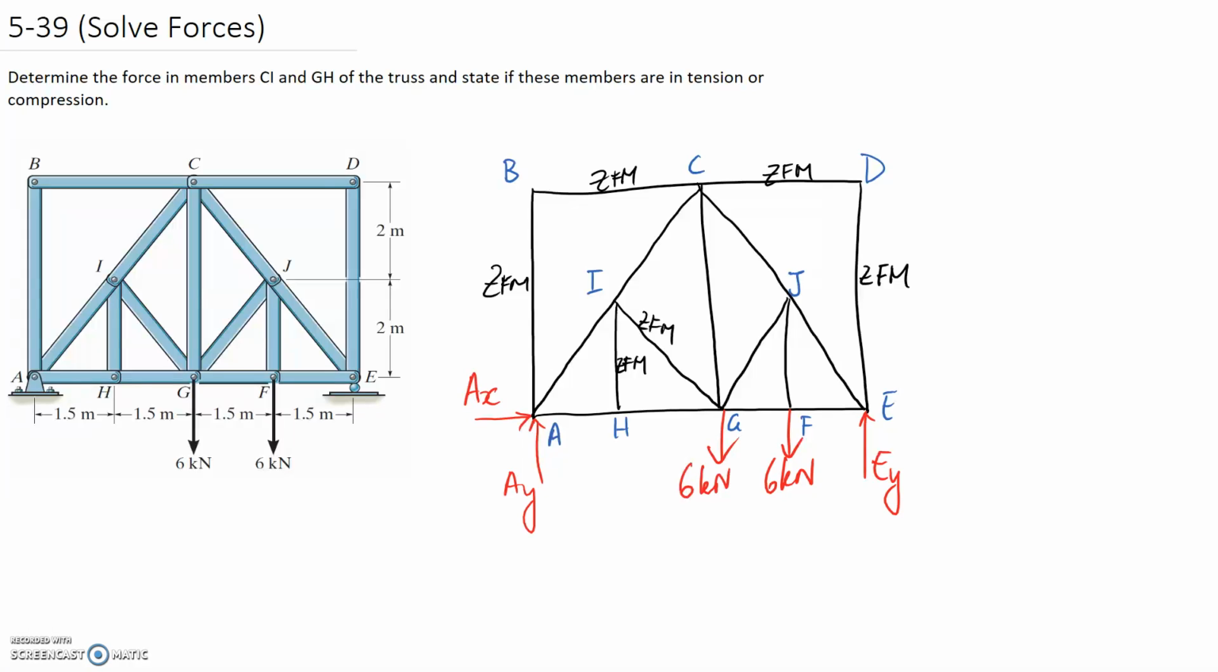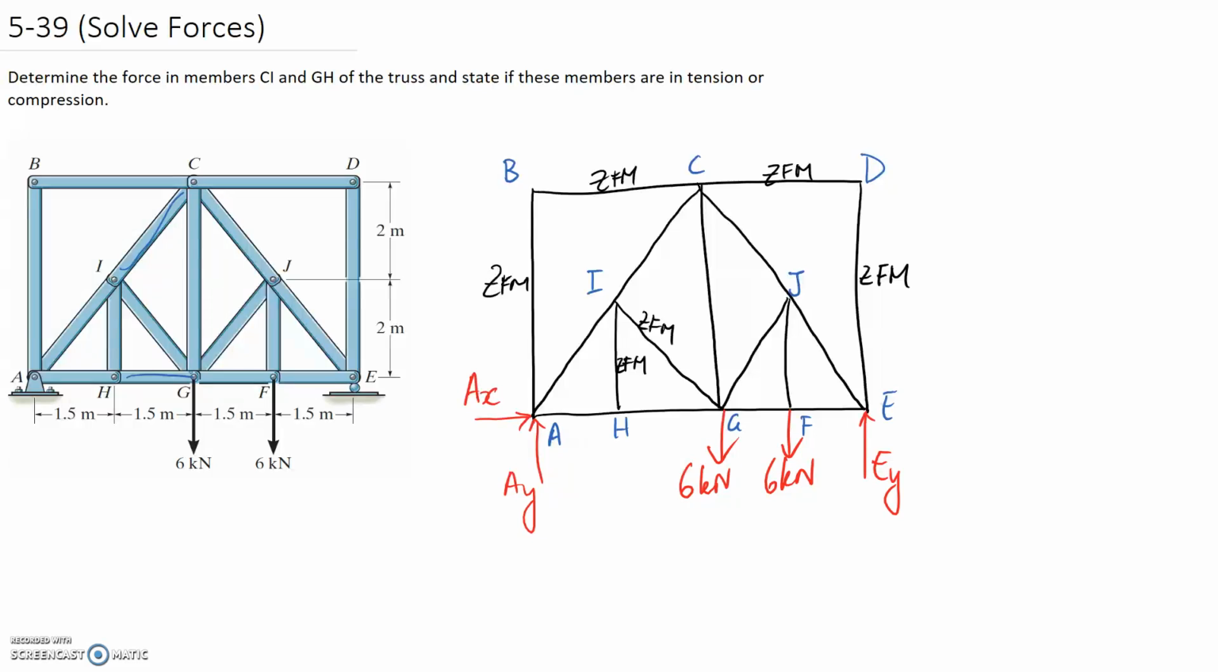So this video is a continuation of the previous one where we identified all the zero force members in the truss and also drew the free body diagram. So that has been recycled here. This time what we're asked to do is determine the force in members CI and GH. So that's this one and this one. And state if these members are in tension or compression.